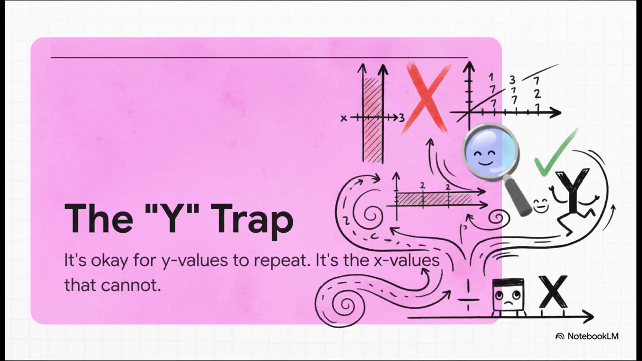This is what I call the Y trap. It's so easy to see those repeating 7s and think something is wrong. But you have to remember, the rule is only about the inputs. The y values, the outputs, can repeat all day long. It's the x values, the inputs, that are not allowed to cheat.